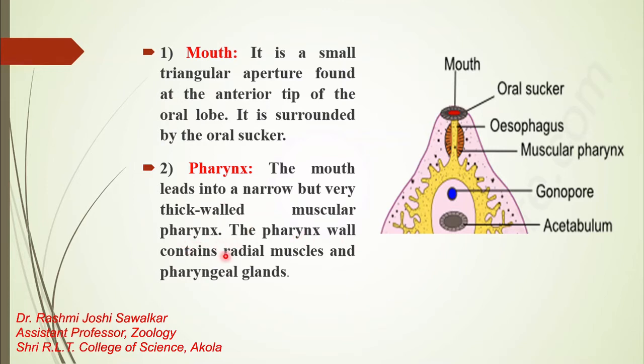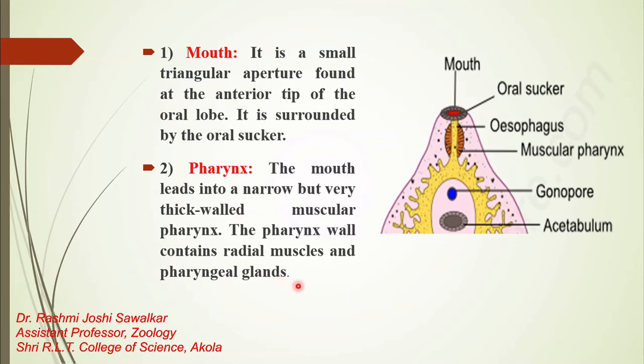The pharynx wall contains radial muscles and pharyngeal glands. These radial muscles function as a suction pump for sucking the food from the host body. That's why the pharynx wall is thick and radial muscles are present there. The pharyngeal glands secrete digestive enzymes which help in digestion of the food.